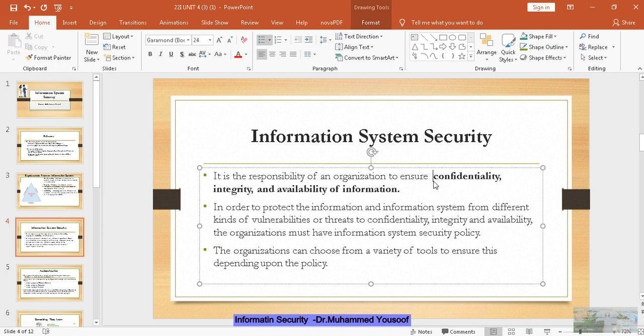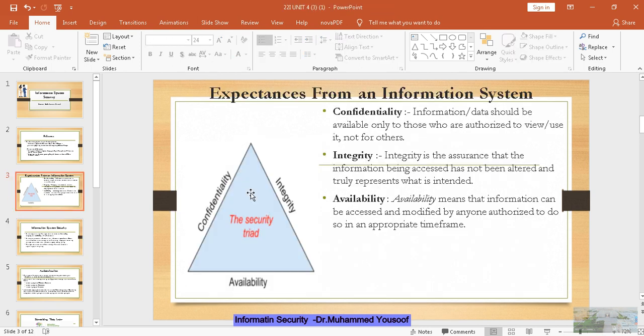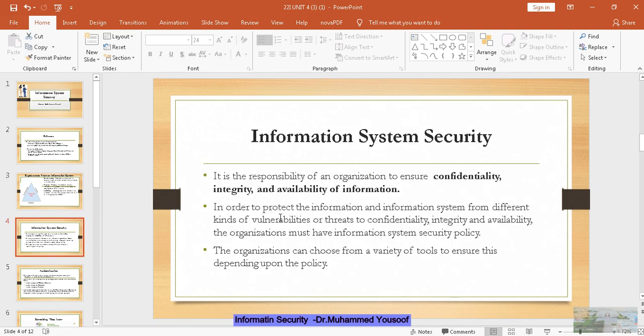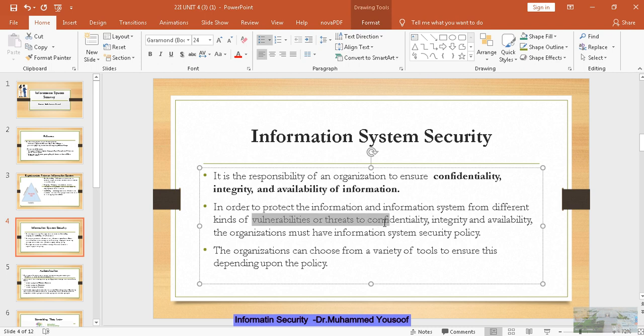So, if you are going to say that my information is secured in the information system, what I told in the information security triad just one slide before should be achieved. Number one, confidentiality. Number two, integrity. Number three is what? The availability of information, in order to protect the information and the information system from different types of vulnerabilities and threats.